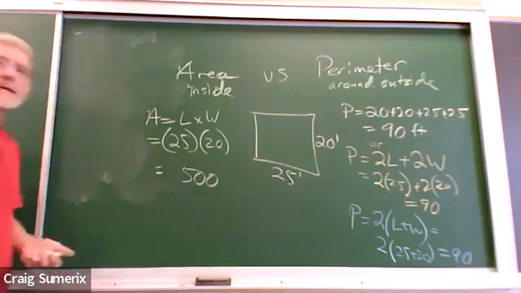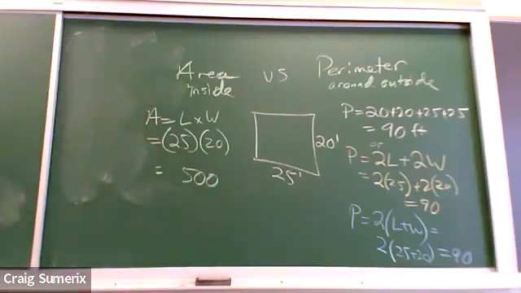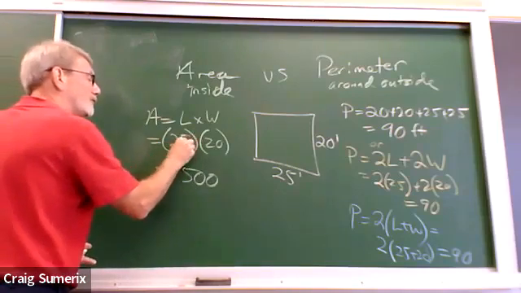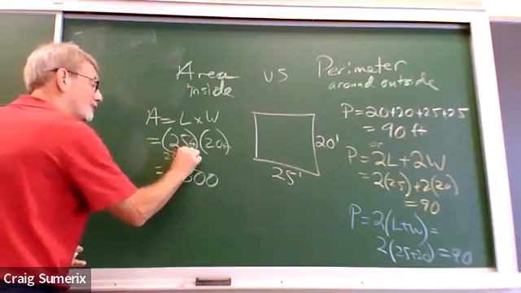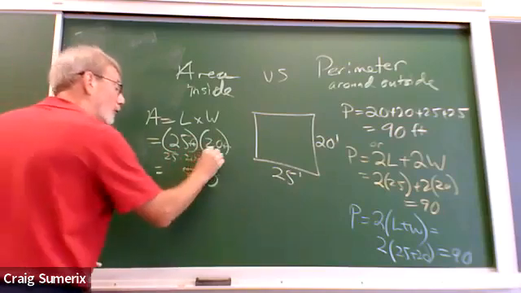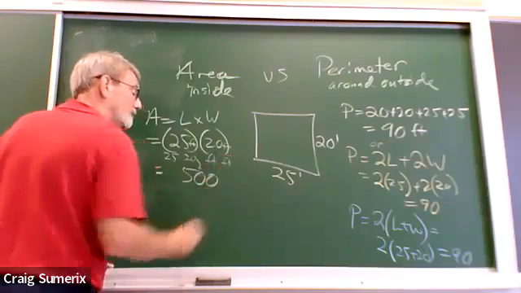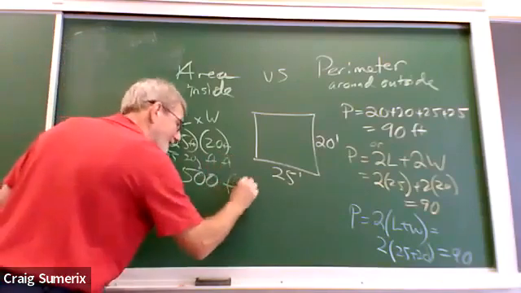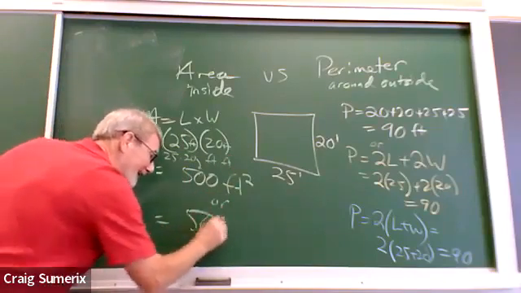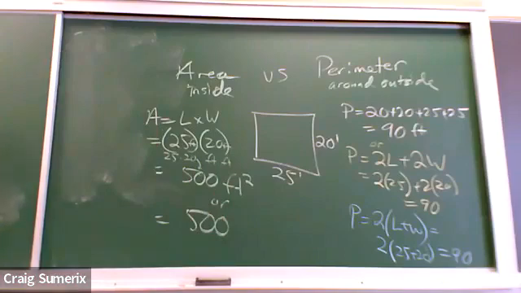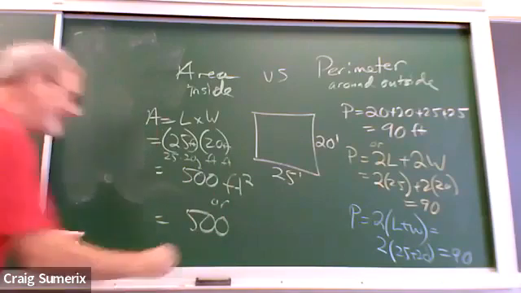500 what? What's the label? Squared? No, that's not right. Inches? Feet. This is 25 feet times 20 feet. The 25 times 20 gives me the 500. What's feet times feet give you? Feet squared. Yeah. See, you're second guessing yourself, and you're fine. You got it.